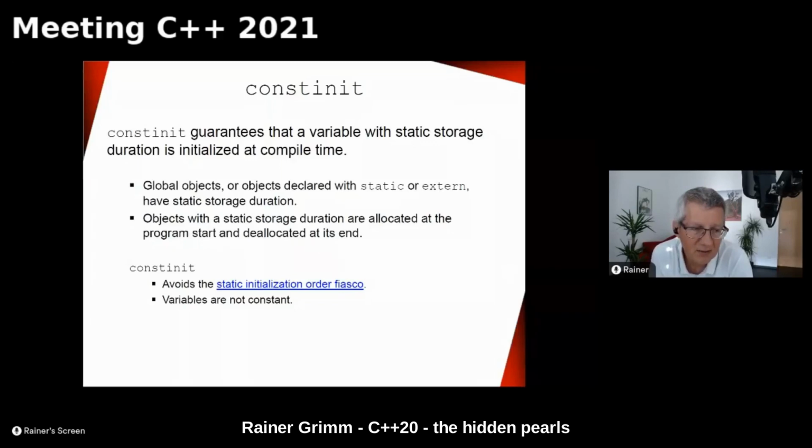But with constinit, you only have half of the guarantee, which means initializing at compile time, but you can still change it. This is extremely valuable in a concurrent environment. Okay, and this solves the static initialization order fiasco. I will not go through it. If you like it, follow this link.